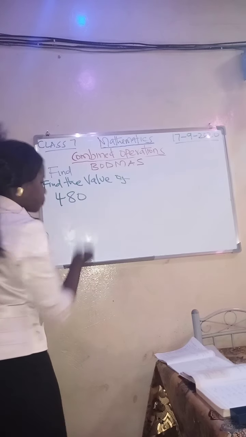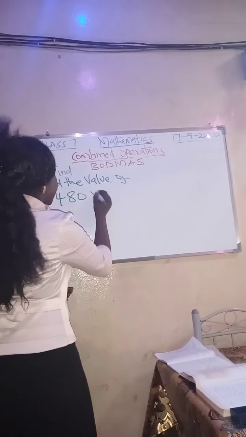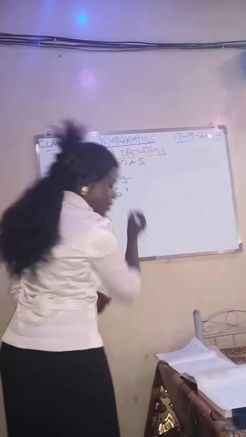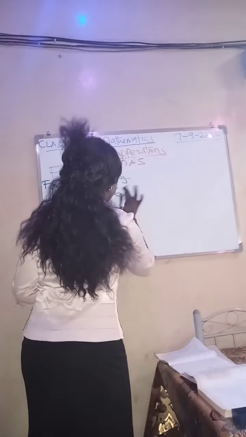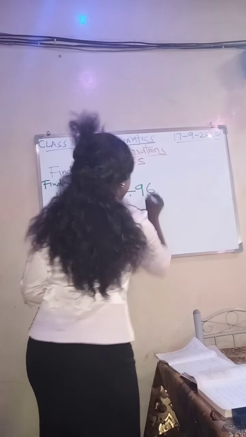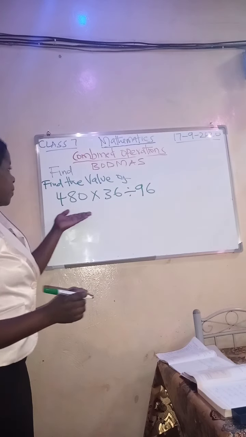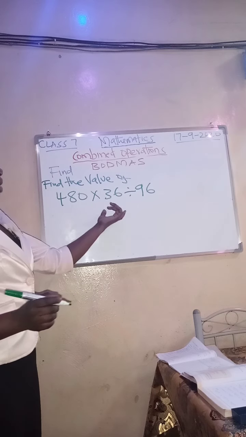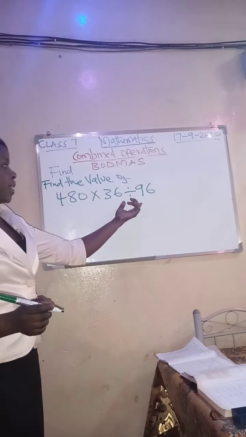480 times 36 divided by 96. Look at that, the last one. Let's check this. So we have 480. We are supposed to multiply by 36 and finally divide by 96.